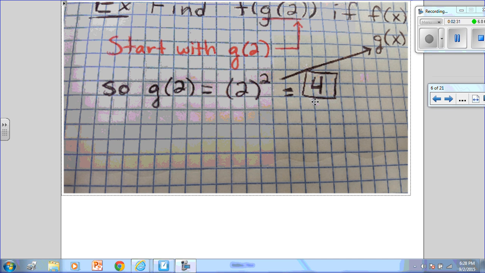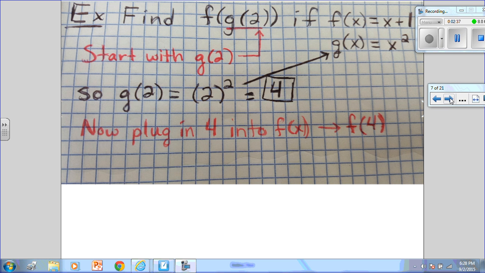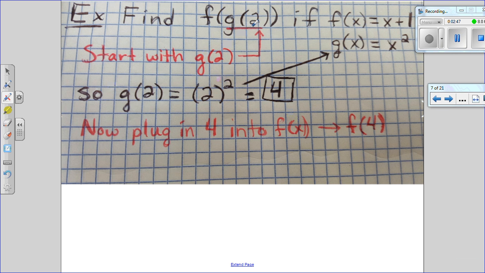Okay, we're still not done. We have 2 letters, which means we have to do 2 steps. So this is the first one. Now we're going to plug in this 4, because that's our answer on the inside, into f of x. So it's kind of like this. Let me draw a little picture here. So this goes into here, and then after that it goes into f. So it's like a double substitution problem.